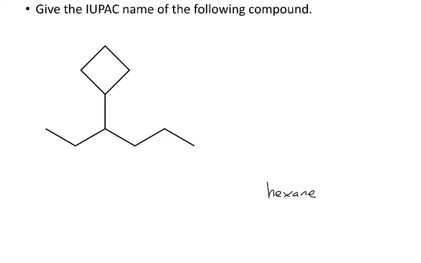And then, right, if I just had a four-membered ring, it would be cyclobutane. When it's a substituent, instead of being cyclobutane, it's cyclobutyl. So I got to tell you where it is, right? It's 1, 2, 3. So it's 3-cyclobutylhexane.